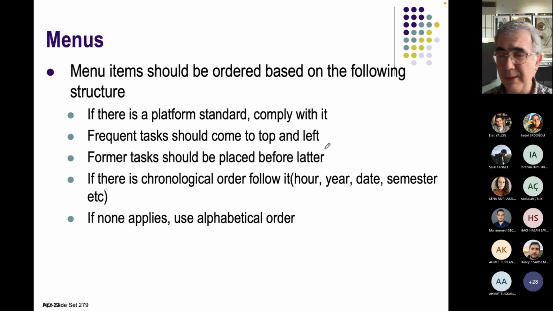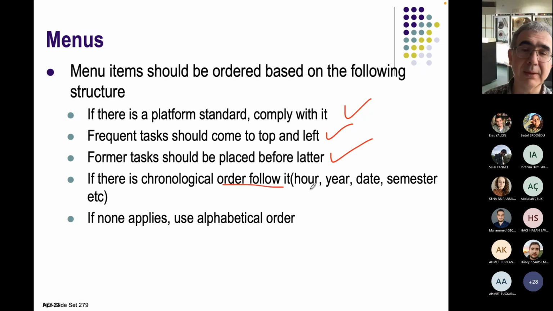Frequent tasks are secondary. So this is the first rule. Second, frequent tasks should come to the top and left in the pull-down menu. Former tasks should be placed before the latter. If there is a chronological order, then follow it, like first semester, second semester. First semester operations should be on top of the second semester operations, or on the left if there is a horizontal arrangement. If none of them applies, use alphabetical order, like names of the cities in an address form.